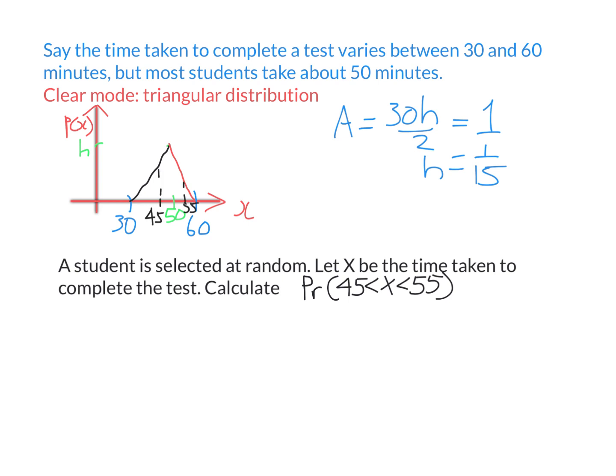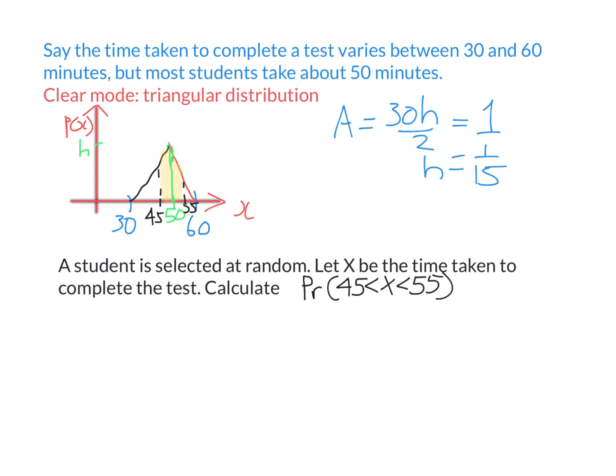So really what we're being asked to find is this area in here between 45 and 55. I know the area under the whole triangle is 1, but I want to find that area here. So what I'm going to do is divide it into 2 trapeziums. So 1 trapezium over here, 1 trapezium over here.